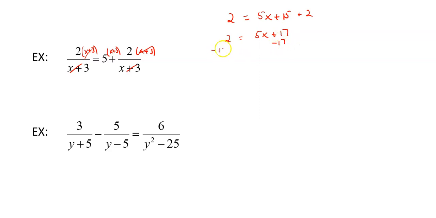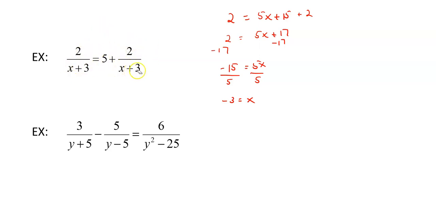Get rid of a 17 from both sides, and I get negative 15 equals 5x. Divide both sides by 5, and x is negative 3. Think we're done, or maybe not. Go back to the original question. The original question had a whole bunch of x plus 3's in the denominator.